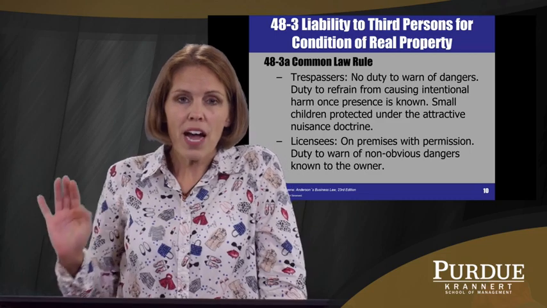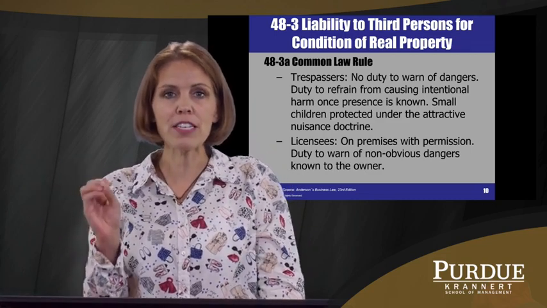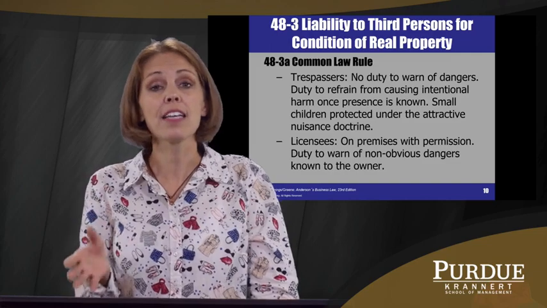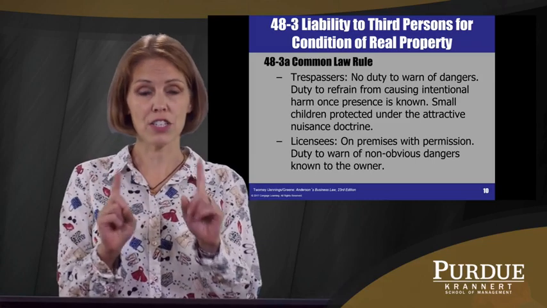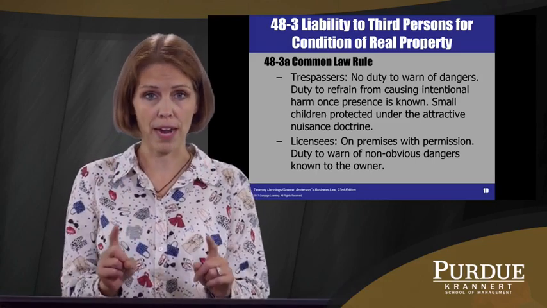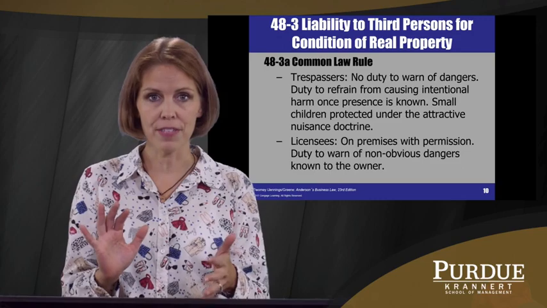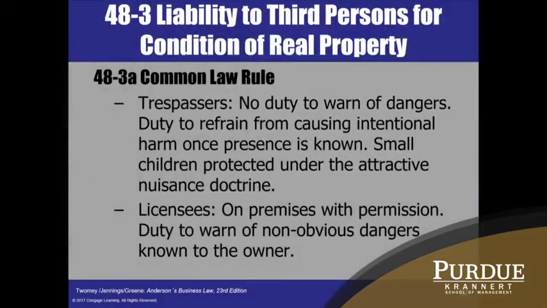Okay, so now we're moving into what duties or obligations the landowner owes to people who come to visit. This is where negligence starts to intersect with real property. And there are 3 basic levels of obligation. So let's look at those. First, there are trespassers. Trespassers are people who have no permission to be on your land or in your home, but they're there anyway. In that situation, you don't have a duty to warn them of dangers, unless they are small children.